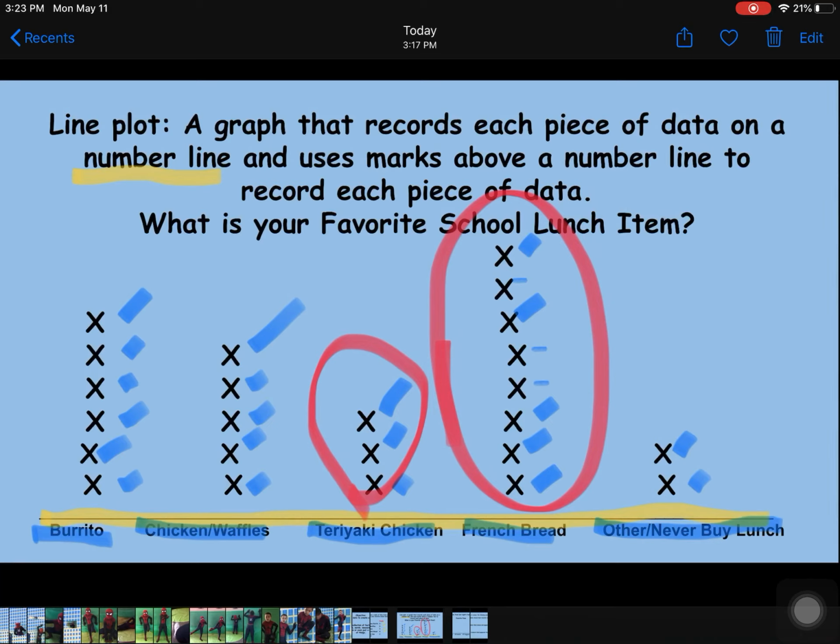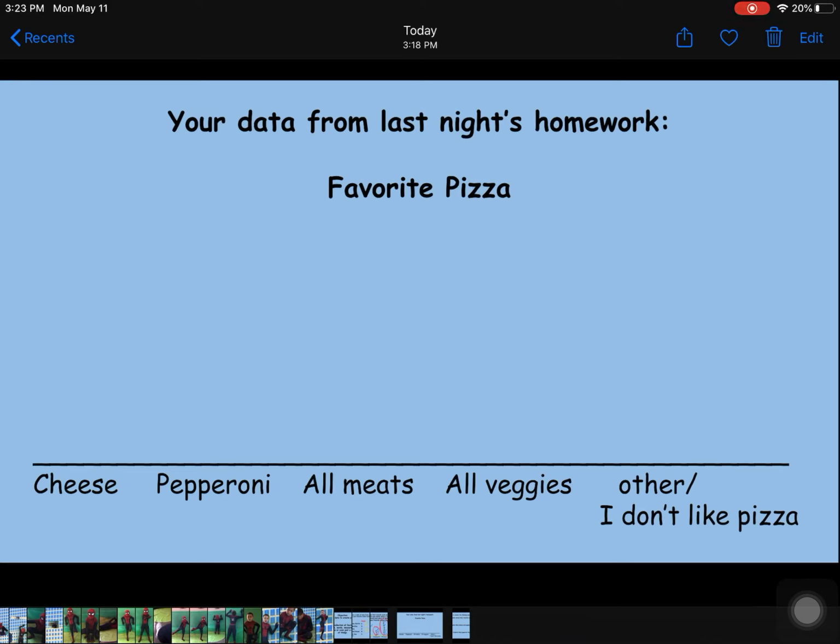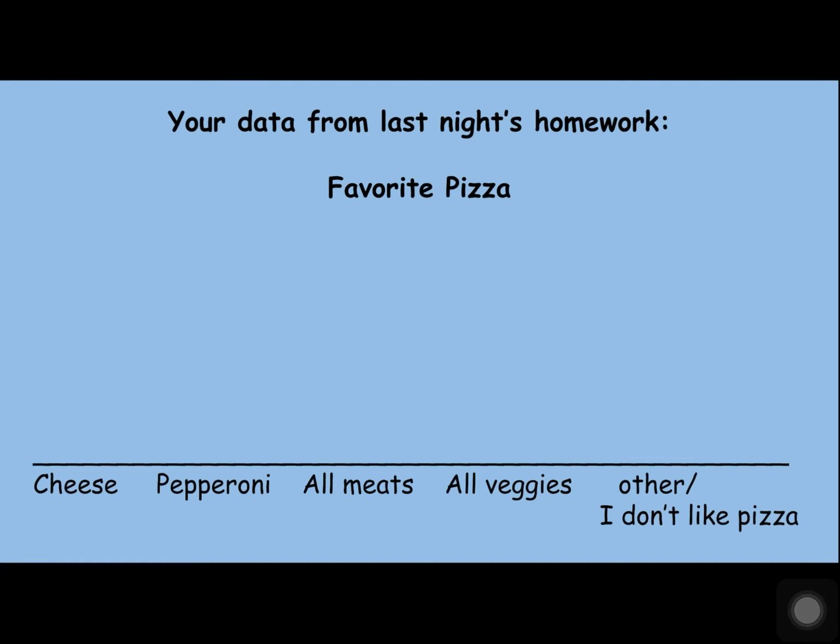Today, you are going to be using some data that we collected last night, and you are going to create a line plot. So this is what it should look like, okay? So last night's homework, I asked everyone, what is your favorite type of pizza? And the choices were cheese, pepperoni, all meat, all veggie, and other, or I don't like pizza. So tomorrow morning in our Google Meet, we are going to look at the results of this question on your homework last night, and we are going to make a line plot during our group in the morning.